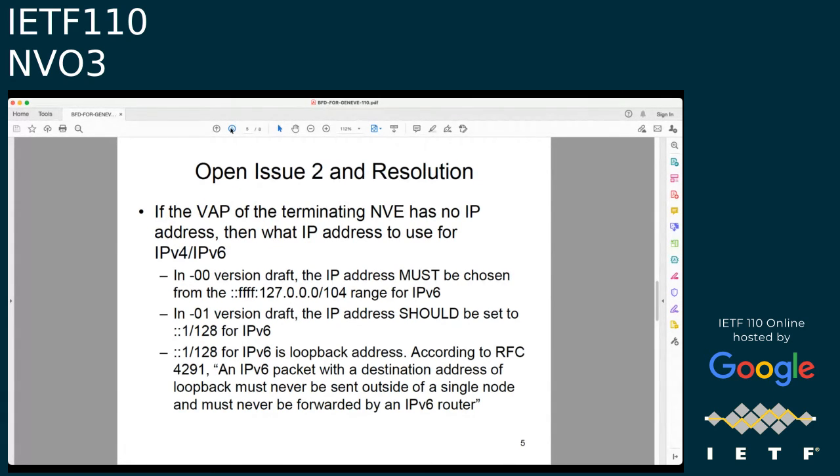That's because ::1/128 for IPv6 is a loopback address. According to RFC 4291, an IPv6 packet with a destination address of loopback must never be sent outside of a single node and must never be forwarded by an IPv6 router. In this scenario, the used IP address for IPv4 doesn't change. It should still be selected from the range 127/8. If there's also a suggestion to change the used IP address for IPv4, please let us know. Next slide, please.